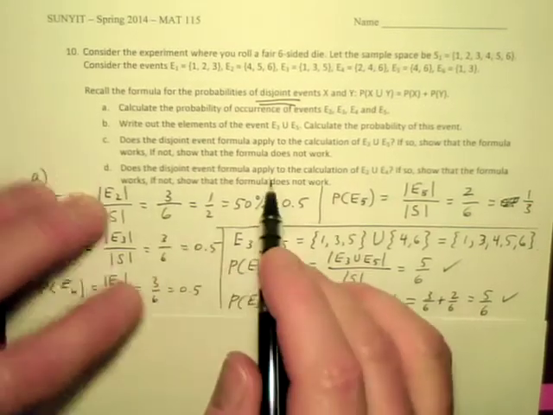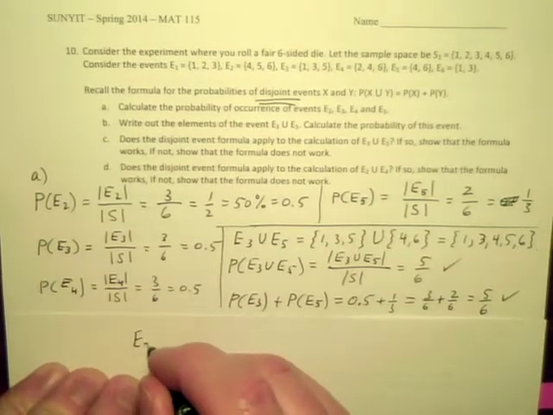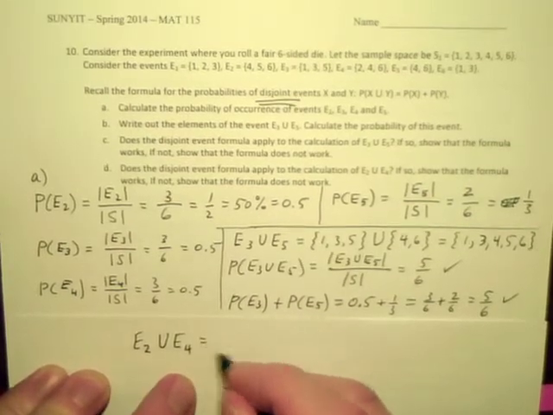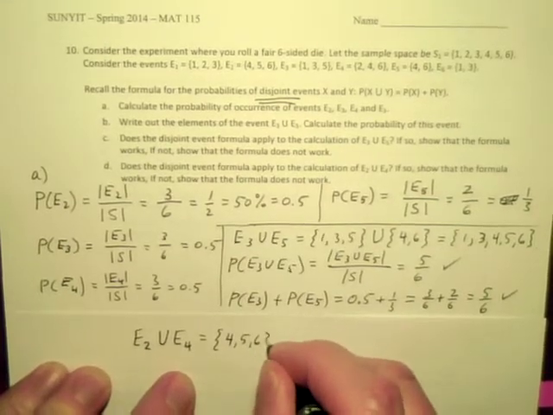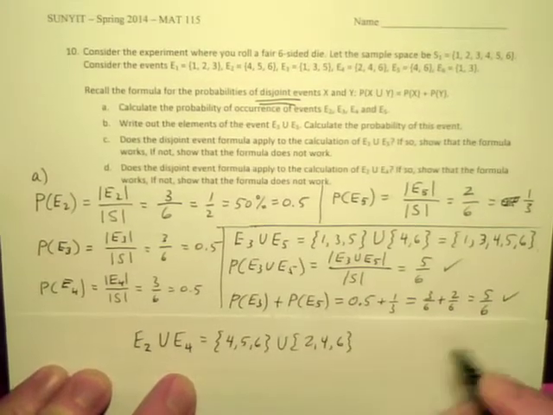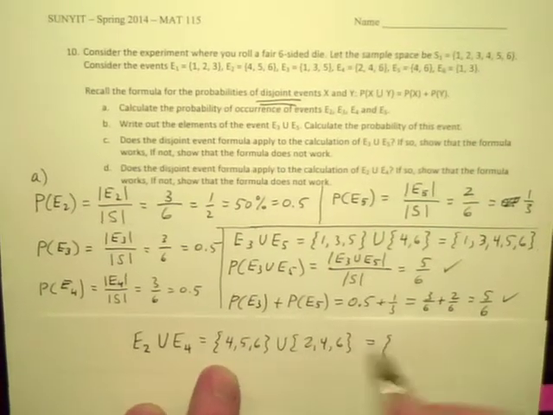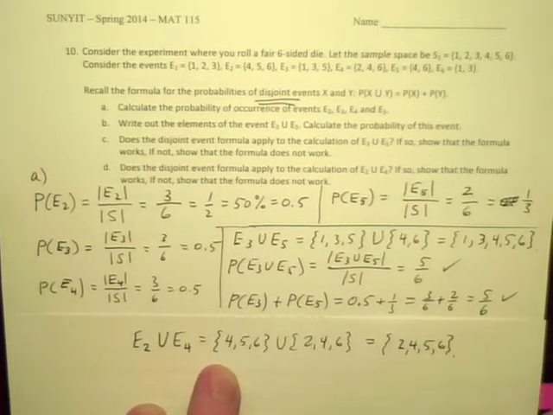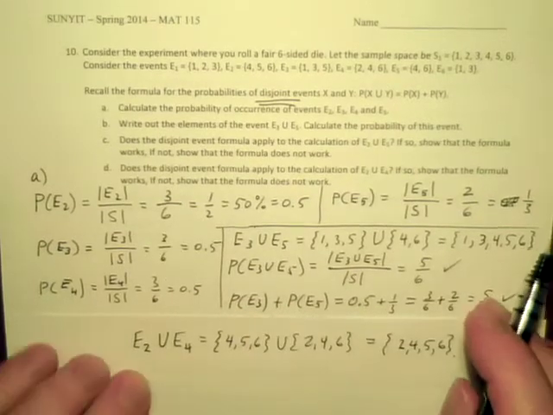Part D says, does the disjoint formula apply to the calculation of E2 union E4? E2 union E4 is, let me write them all out. E2 is 4, 5, 6. Union E4, which is 2, 4, 6. And I can see these are not disjoint because 4 and 6 are in both of them. 2, 4, 5, 6. Okay. If so, show that the formula works. If not, show that the formula does not work.